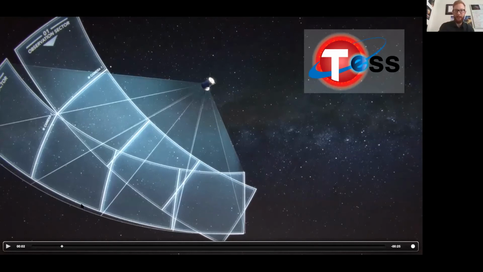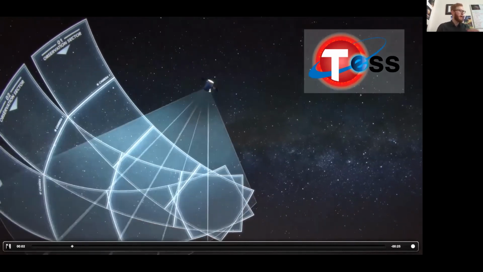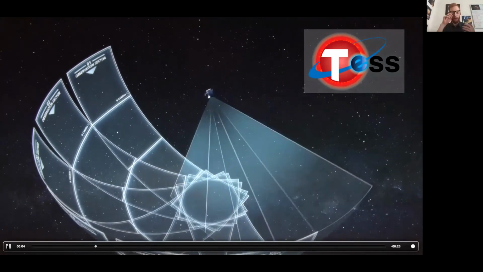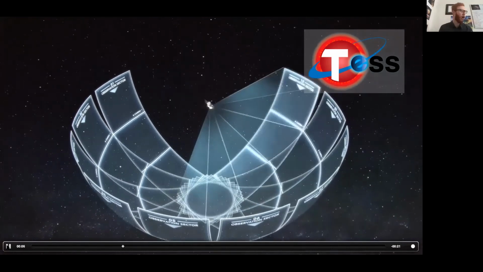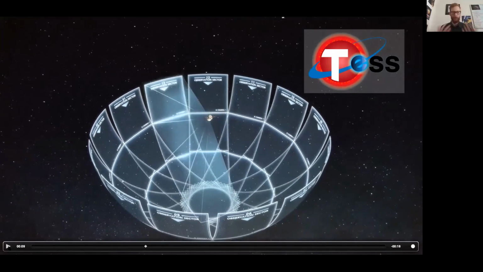And it stares at sector 2 for 27 days. And then it moves on to sector 3. And it just keeps going and going until it's covered 13 sectors over the course of 1 year. So 13 sectors, about 27 days each, gives you 1 year. And after that amount of time, you've covered the entire southern ecliptic sky, right?